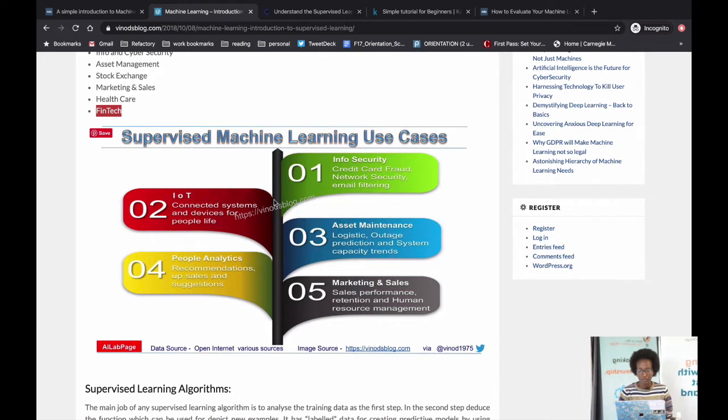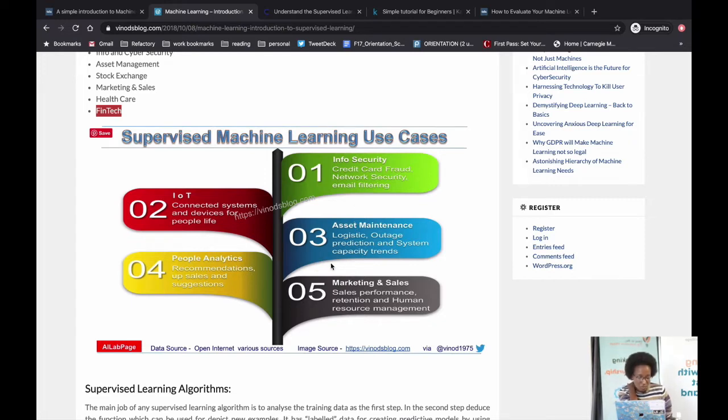This is just a graphic showing you IoT connected systems and devices for people's lives. You can analyze data that comes from IoT devices to make it personalized or even market your devices and make it effective. People analytics could be recommendations for sales and suggestions. I think this has something to do with marketing. Information security would be credit card fraud, network security, email filtering. Asset management would be asset maintenance, logistics, outage prediction, and system capacity trends.